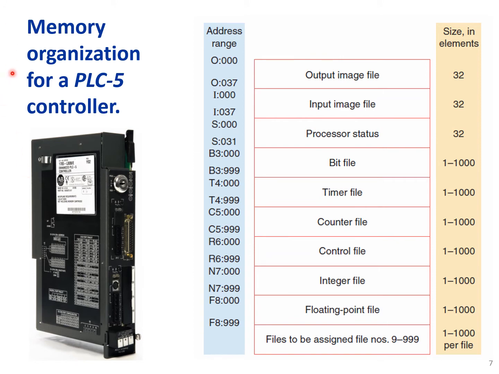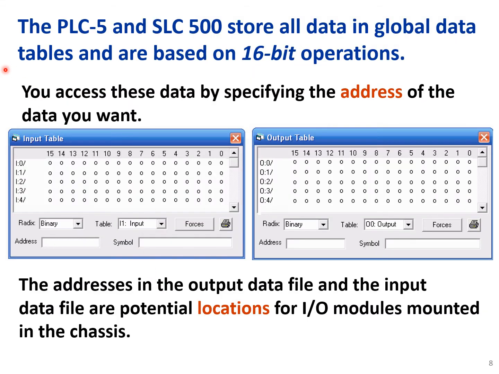So here in this slide, as an example, we could see memory organization for a PLC5 controller. Again, the same data organization could be found in this picture, size in elements and address range. The PLC5 and SLC500 store all data in global data tables and are based on 16-bit operations. You access this data by specifying the address of the data you want. So this is the input table and output table. The addresses in the output data file and the input data file are potential locations for I/O modules mounted in the chassis.